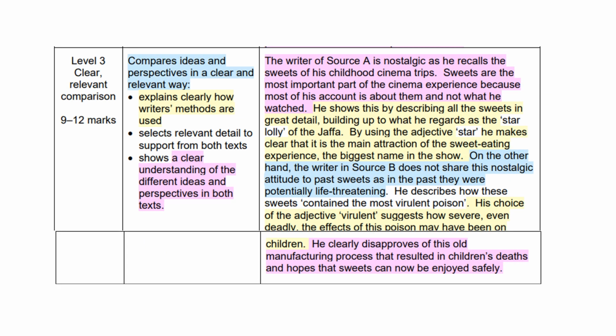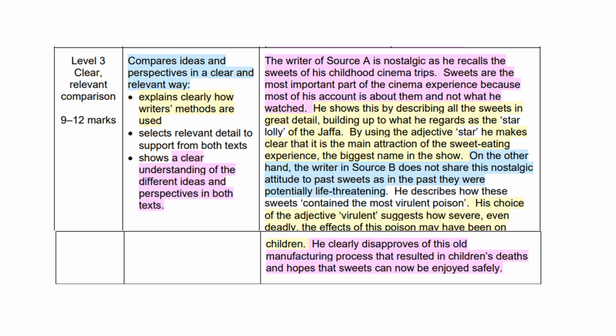The writer of source A is nostalgic as he recalls the sweets of his childhood cinema trips. Sweets are the most important part of the cinema experience, because most of his account is about them and not what he watched. He shows this by describing all the sweets in great detail, building up to what he regards as the star lolly of the Jaffa. By using the adjective 'star', he makes it clear that this is the main attraction of the sweet eating experience, the biggest name in the show.